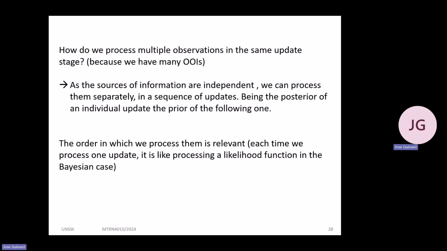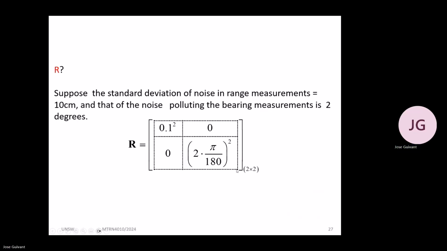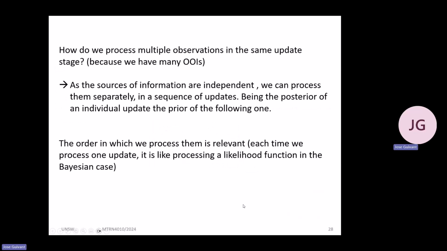So what we are going to do is, you have 3 objects of interest, each of them providing a range. You are going to apply the Kalman filter update for the first range. That will produce a posterior, because you have a prior, which is your current expected value and covariance matrix. You will apply that update for that scalar measurement in the range. And in that case, R will be a 1 by 1 matrix, a scalar. It will be just this, 0.1 squared. I do the update, and that will produce a posterior.